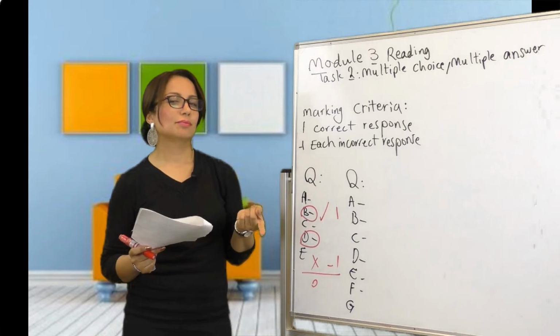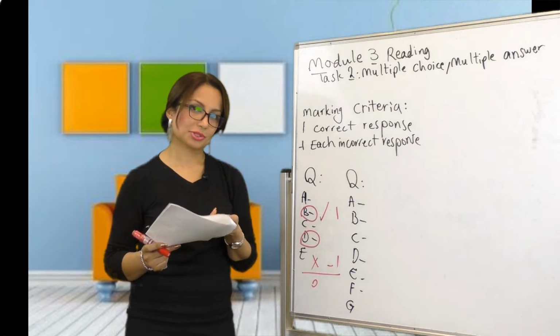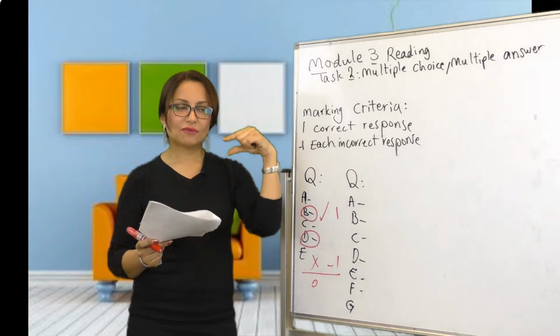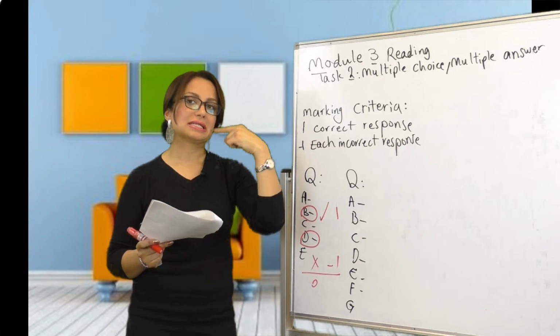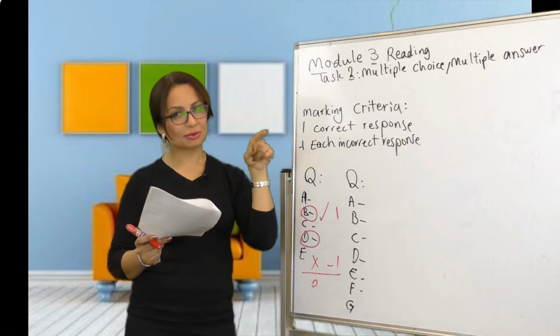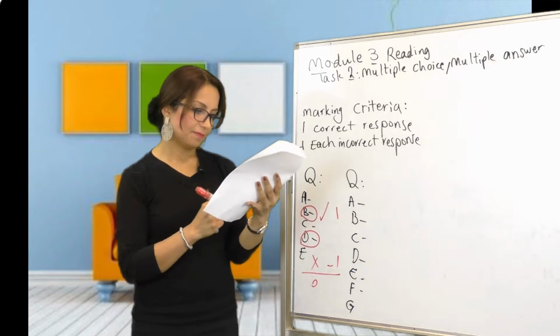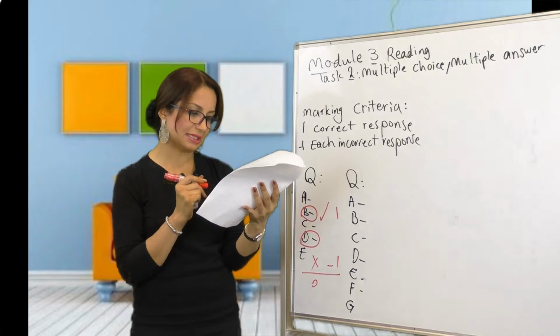Another important part of this test is to very quickly go through the options, because if a particular word or phrase is being repeated in the options, that could help you to locate the answer faster. For example, in A, B, C, D, and E.